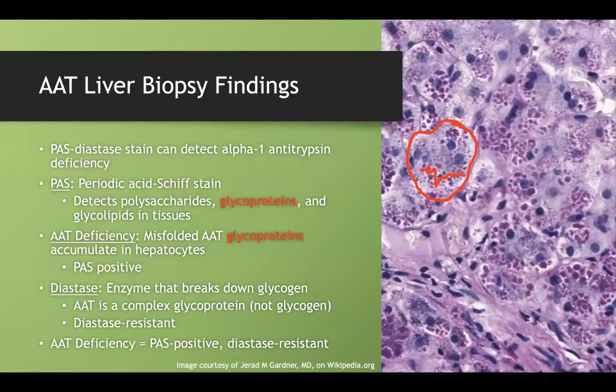And so just to sum that all up, if you have alpha-1 antitrypsin deficiency on biopsy, it's going to be PAS positive because you did find some sort of complex compound within the tissues, in this case, glycoproteins. And it'll be diastase resistant because even if you pour a ton of diastase on the histology slide, you're not going to break down the glycoproteins. It would only break down glycogen that was present.